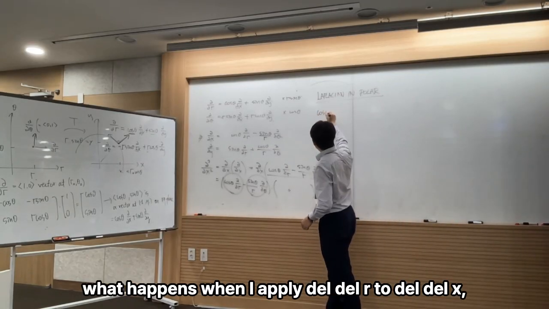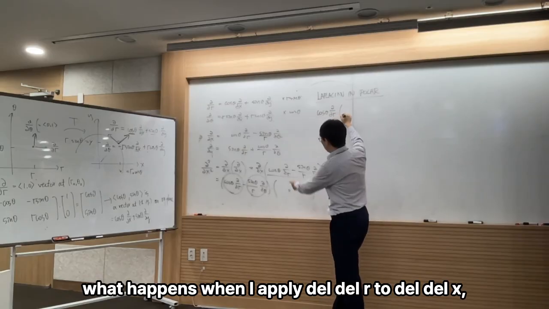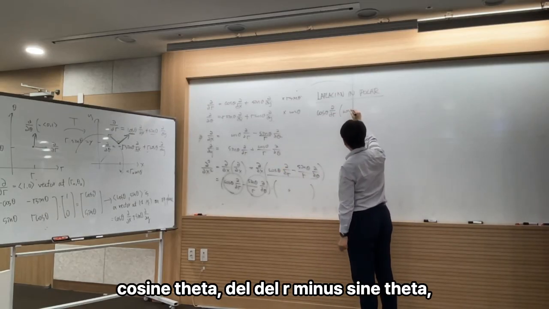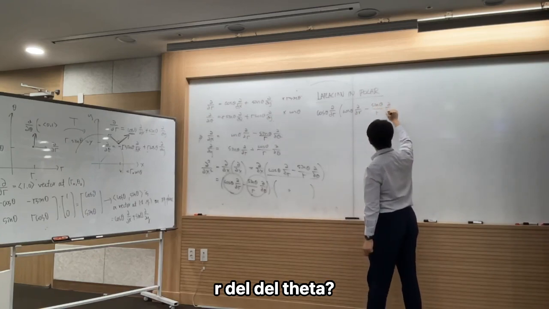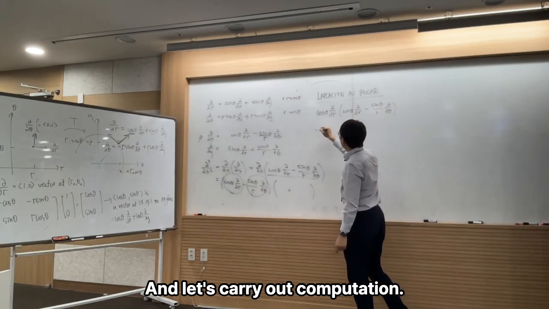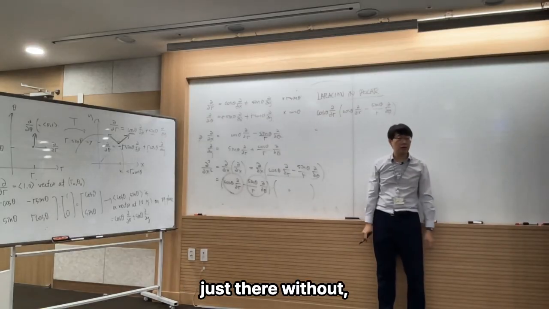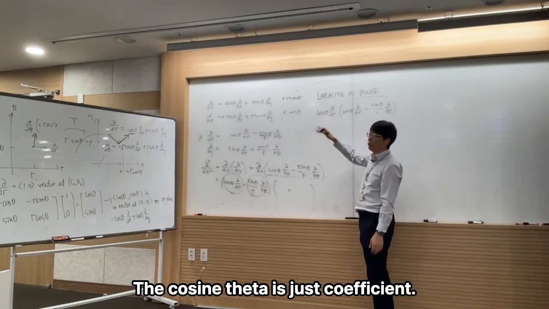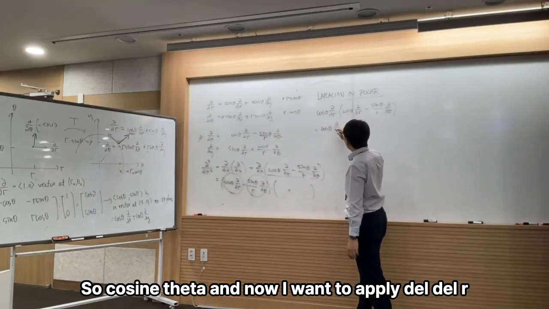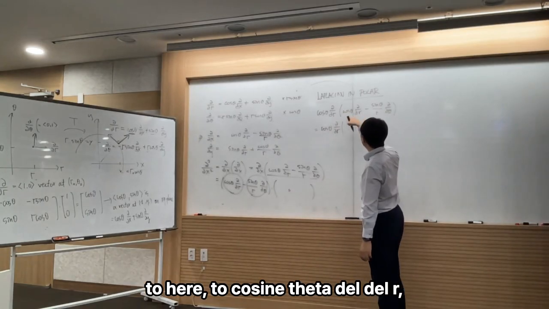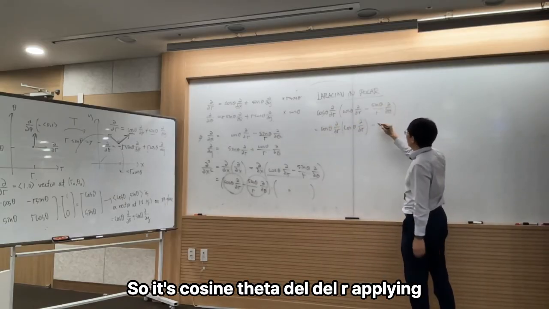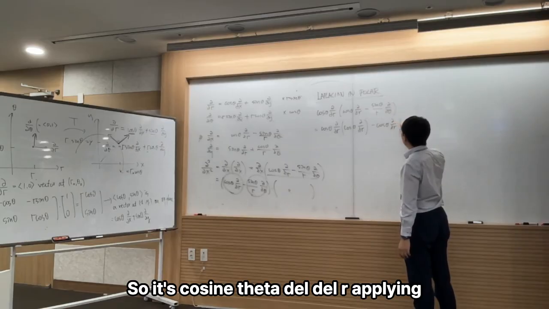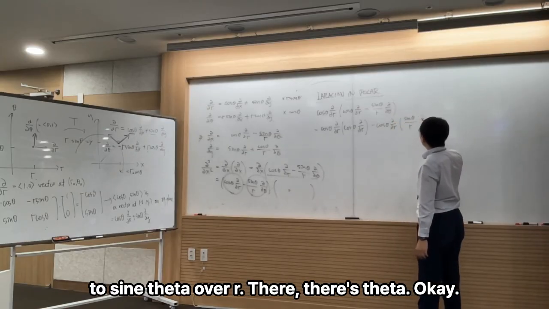So first of all, what happens when I apply ∂/∂r to ∂/∂x, which is this? Cosine θ ∂/∂r minus sine θ over r ∂/∂θ. Let's carry out the computation. This one is just there, we don't have to do anything here. The cosine θ is just a coefficient. So cosine θ, and now I want to apply ∂/∂r to here, to cosine θ ∂/∂r, and then apply it to here, so it's cosine θ ∂/∂r applied to sine θ over r ∂/∂θ.